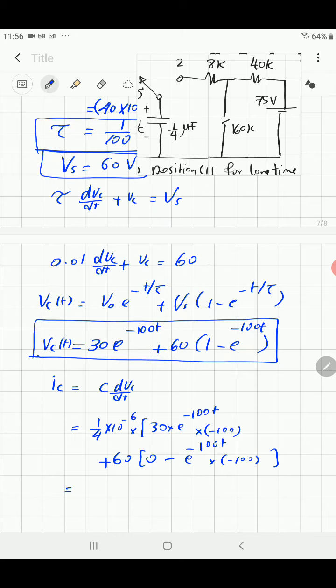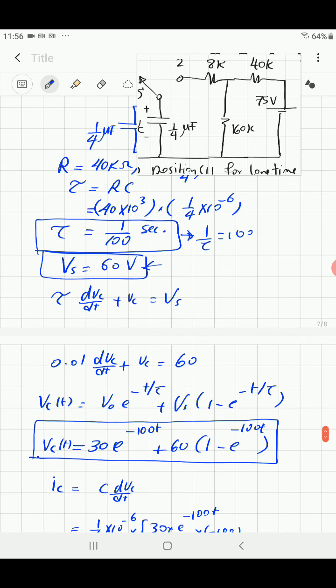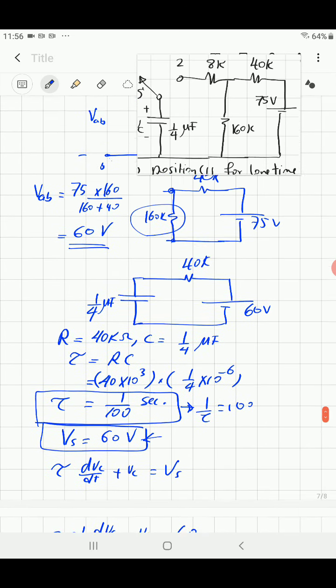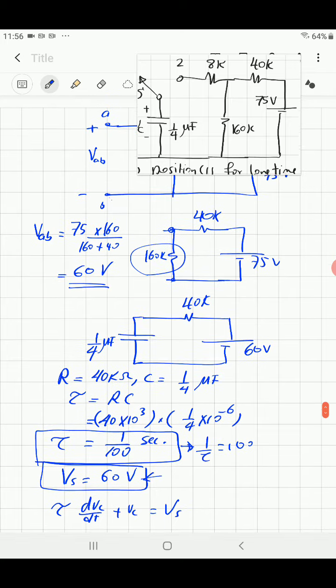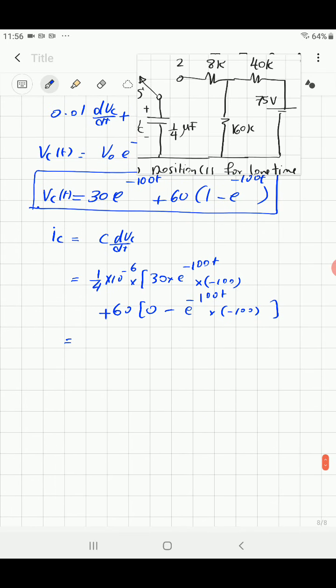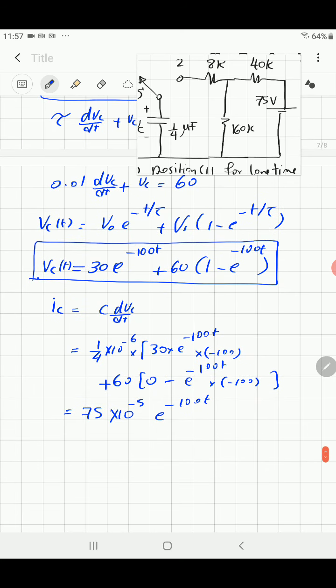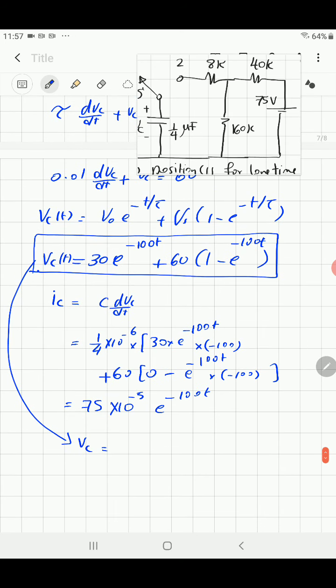Okay, what else are we supposed to do here? Well, let me give you the answer so you can check your work at home. I did it, it is equal 75 times 10^-5 e^(-100t). And by the way, if you want to simplify Vc more, you can. Just so that when you have some equation in the exam, you can tell whether it's right or wrong. Let me show you what I mean.